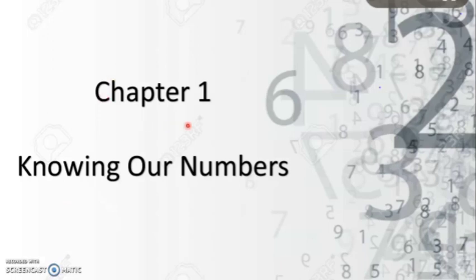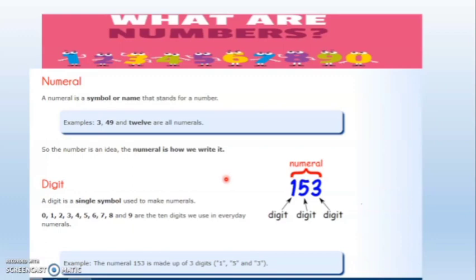We are going to start with chapter 1, knowing our numbers. You already might be having some idea about numbers. Here one word is there, numeral. A numeral is a symbol or name that stands for a number. See the examples 3, 49 and 12. What are numerals? Numerals are symbols used to denote the number. Like this 3, 49, and this is written in words. Still this is a numeral.